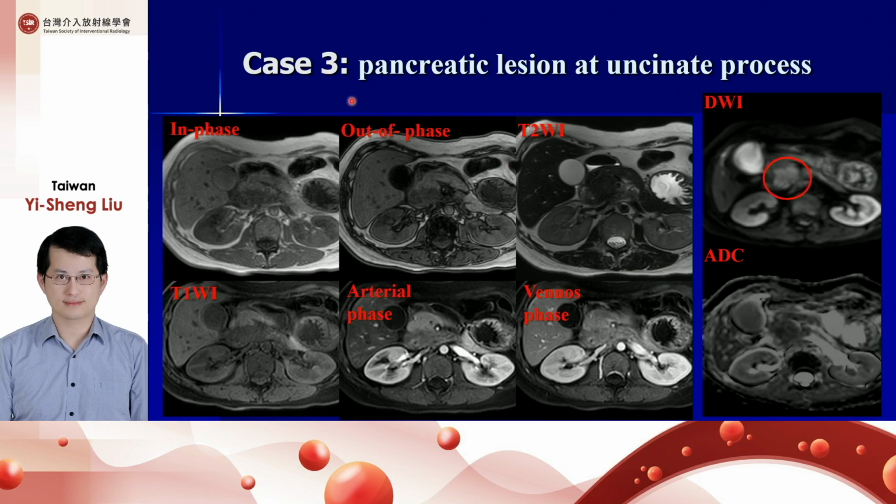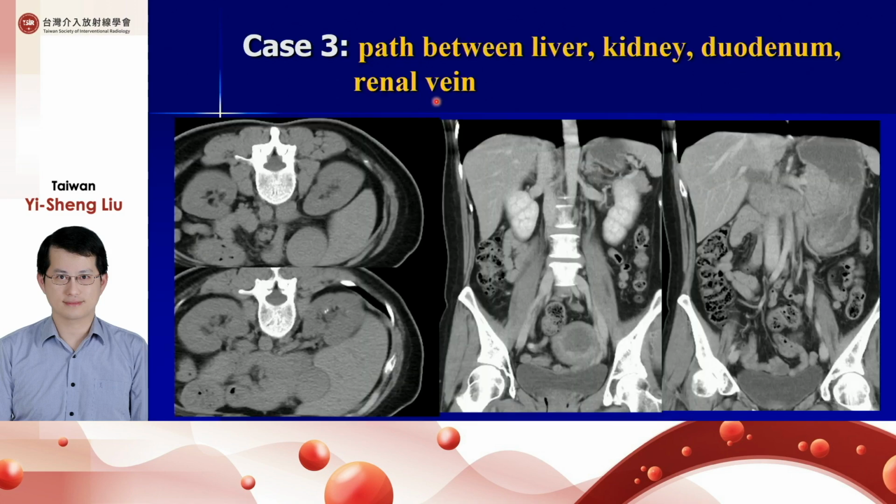This is case number 3, another case with a pancreatic lesion at the uncinate process. The lesion showed intermediate signal intensity on T2-weighted image and high signal intensity on diffusion-weighted image. We found a safe space between the liver, kidney, duodenum, and the renal vein. This space should run a little caudocranial, like what is shown on the coronal images.